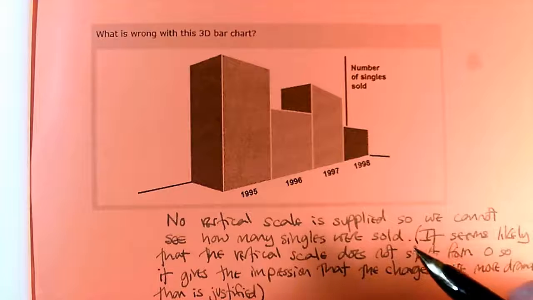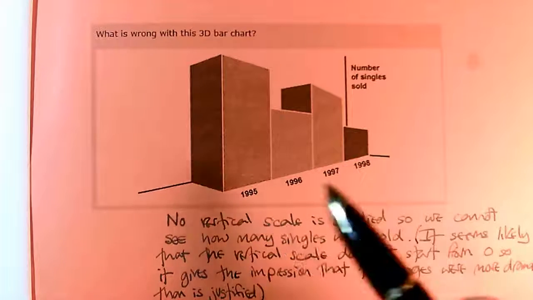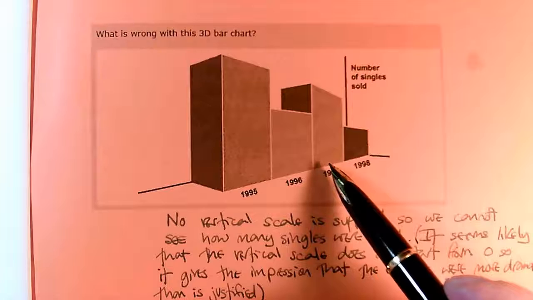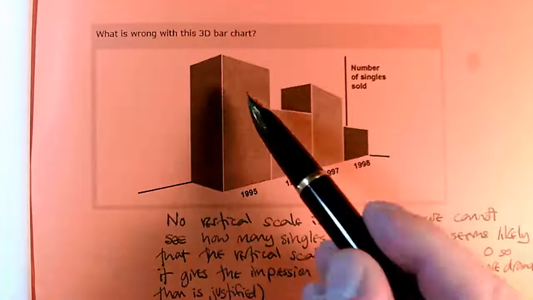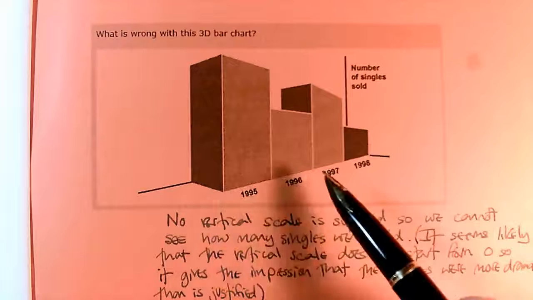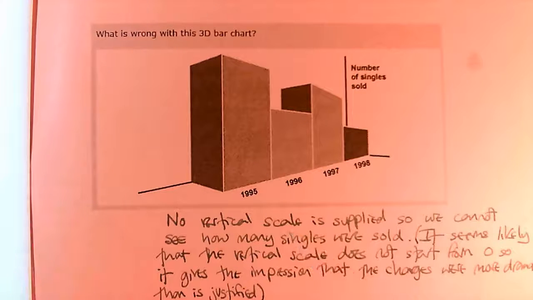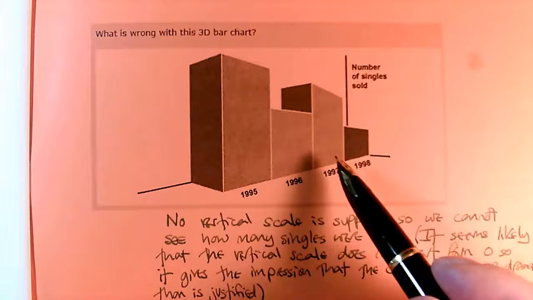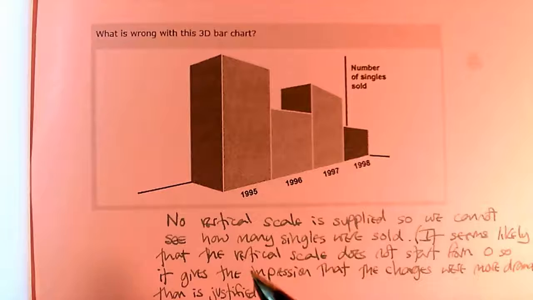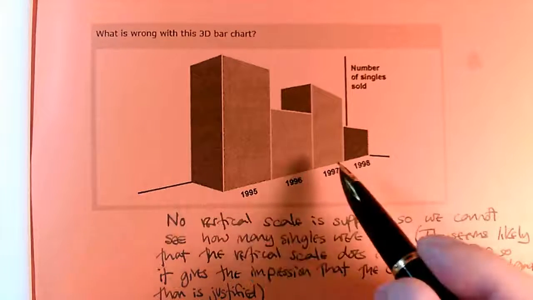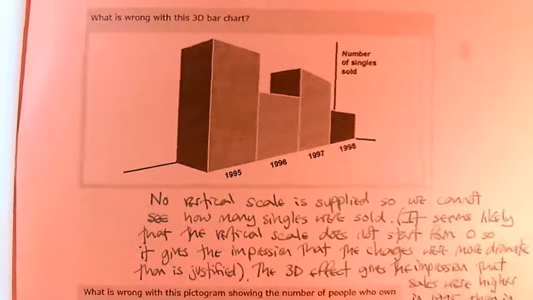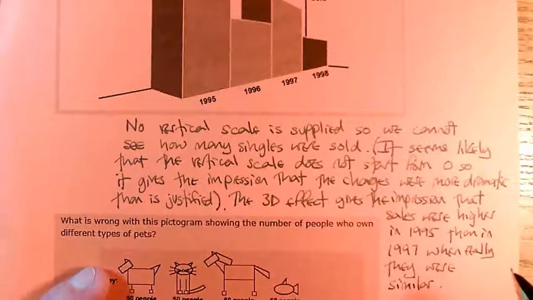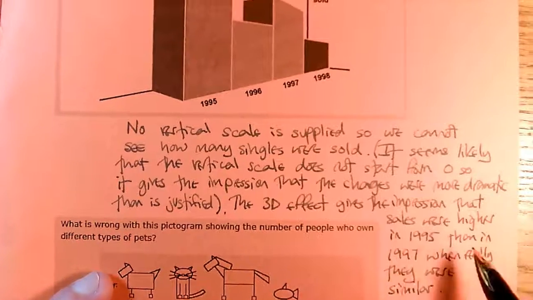But I can say something else is wrong here, because I think that whatever the vertical scale, this block for 1997, trying to follow this line across, I think it's supposed to be the same height as the 1995 one. But because they've drawn this in 3D, the problem with a 3D diagram is you can often get the effect that 1995 gives a bigger visual impression than 1997, even though the numbers might be very similar. And that's because they've decided to put this perspective effect on it. So we can say that the 3D effect gives the impression that sales were higher in 95 than in 1997.